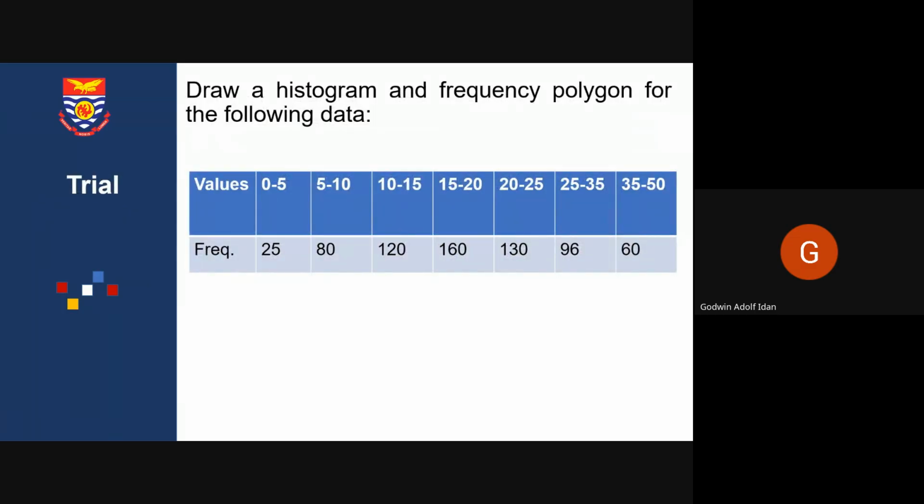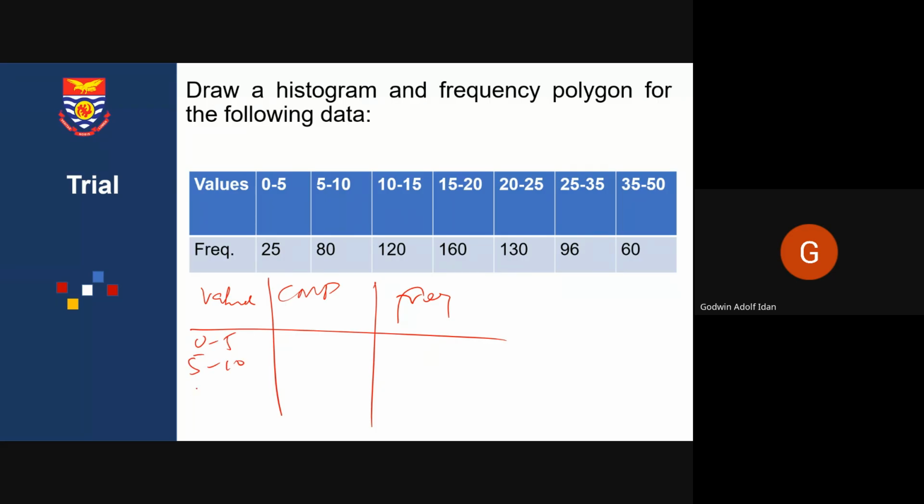Okay, we have a trial question here. When we have this one, all we have to do is get our values, because they are in classes. Then we get our class midpoints. Then we have our frequencies here. So this is the table that we're going to create. So we have 0 to 5, 5 to 10, 10 to 15. Which class are these values? Is it the class boundary or the class limit? And why?